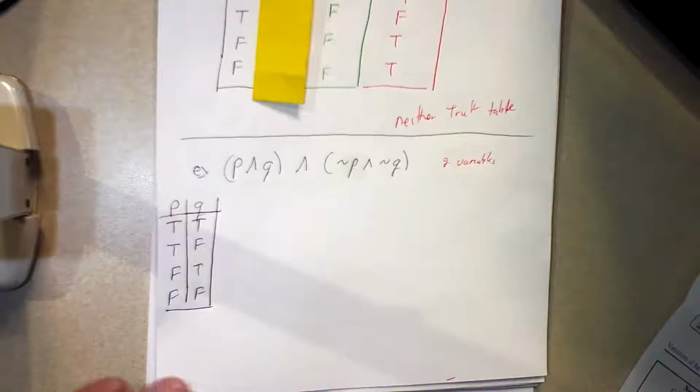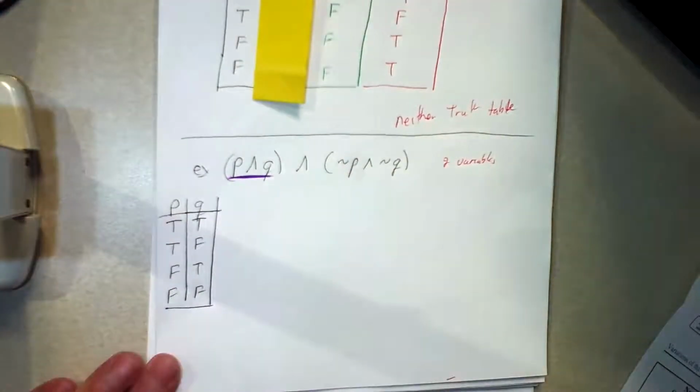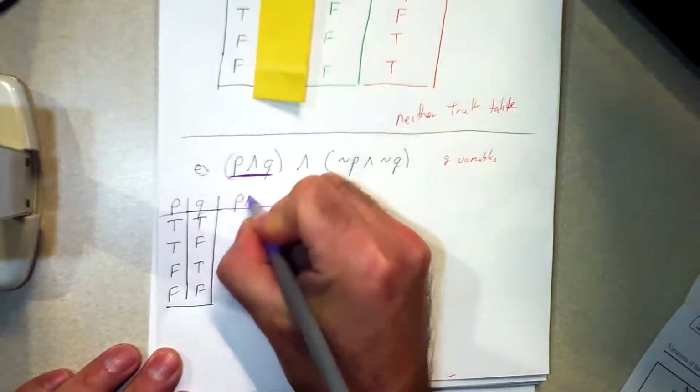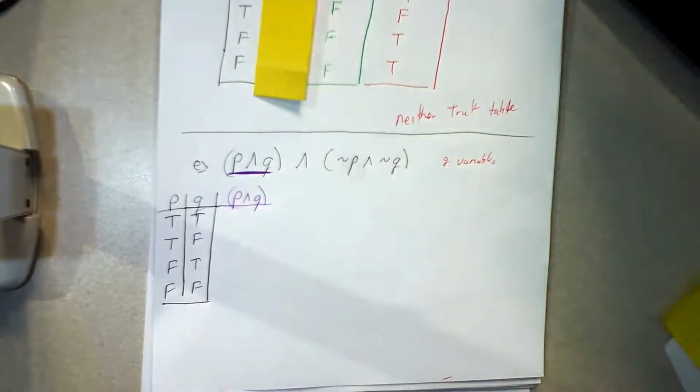All right, so let's start with this one. To do that one, I'm going to create a column, P and Q. So there's my connector. I'm going to have to go to my handout and find my connector, the conjunction, I believe. Let's find the conjunction.